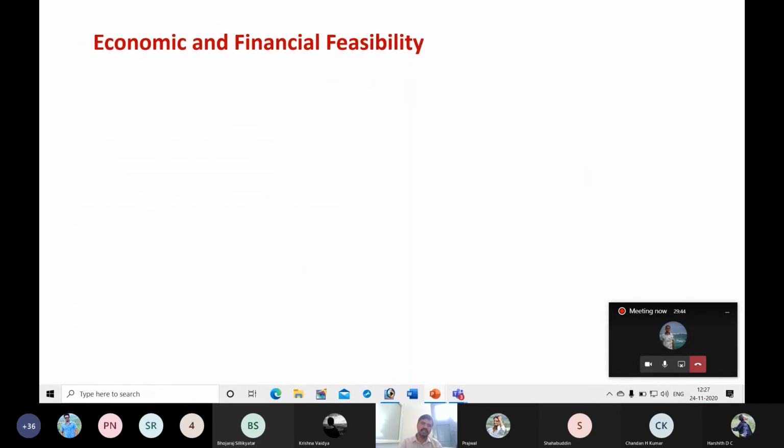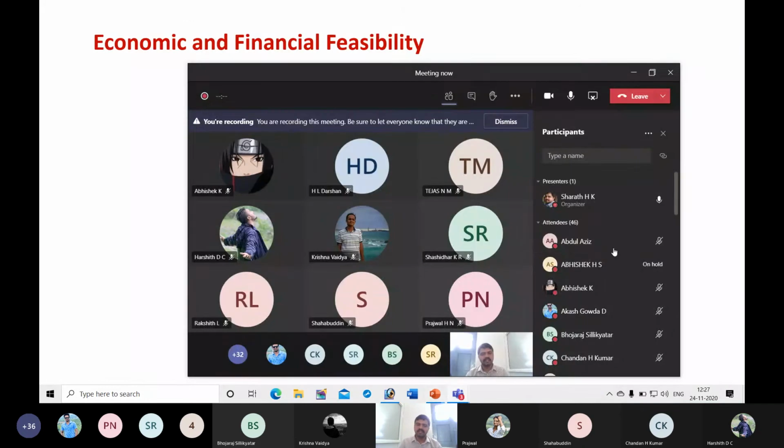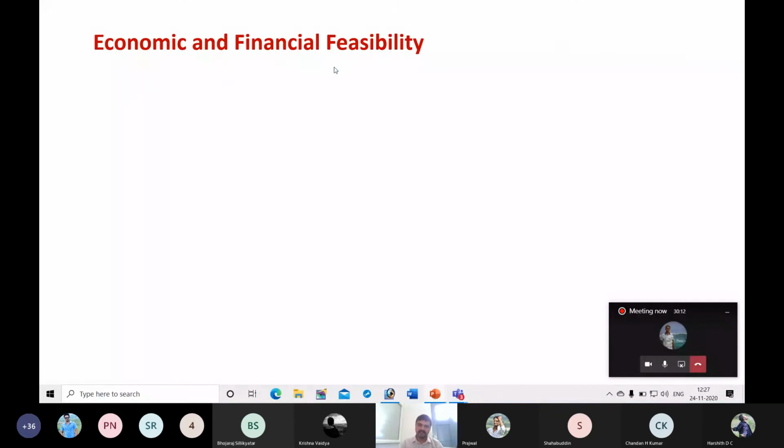Go through from the beginning of the design tree, and you will understand. After this class, I will share the PPT. Once again go through the problem. If you have any doubts, we can discuss in the next class, where you can raise the doubt and I will clarify. Okay, next, economic and financial feasibility.